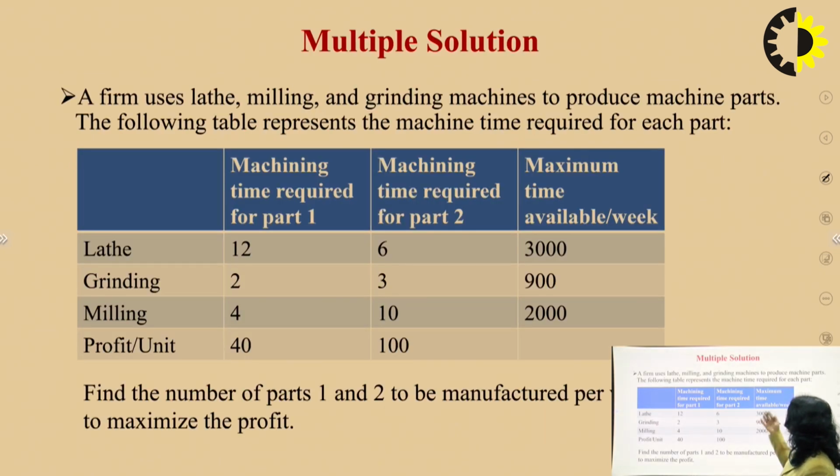This example is for the multi-point solutions, meaning we will get the same optimal value of Z at more than one point. This is for your practice, you can practice it. This is a simple example and will be done in the same manner as we discussed in the previous example.